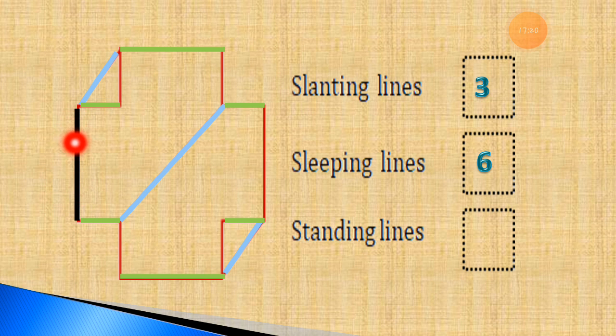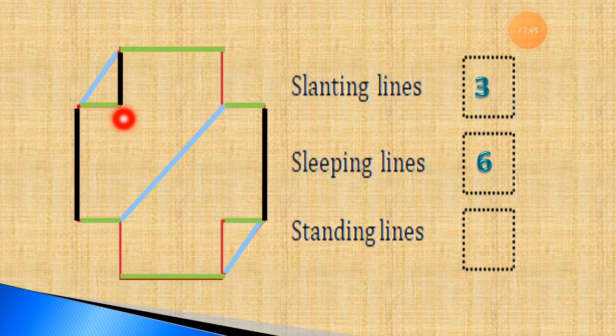This is the first standing line in this picture, in this shape. Then the other one here is. See this, a second standing line is there in the picture. This is the one standing line. Here is the second standing line. Now we have to find if there is any other standing line. This is the third standing line.